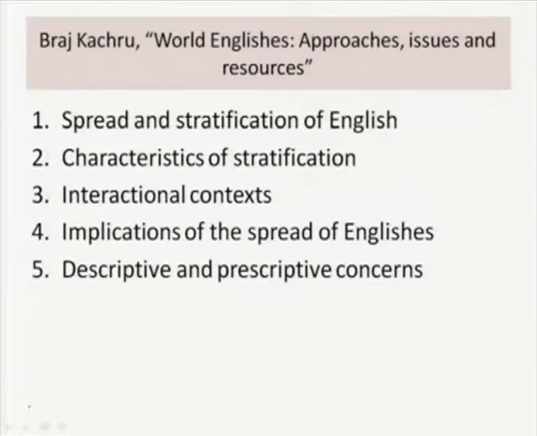Well, what did we find next? We looked at an important scholar in the field of world Englishes, a scholar of Indian origin named Braj Kachru, and we looked at some of the points raised by him in his essay, World Englishes, Approaches, Issues and Resources, where he talked about the spread and stratification of English, the characteristics of such stratification, the interactional context of the English language, the implication of the spread of Englishes, and the descriptive and the prescriptive concerns that rise with the coming in of such a phenomenon or a cluster of phenomena known as world Englishes.